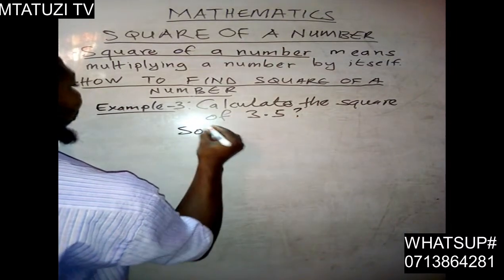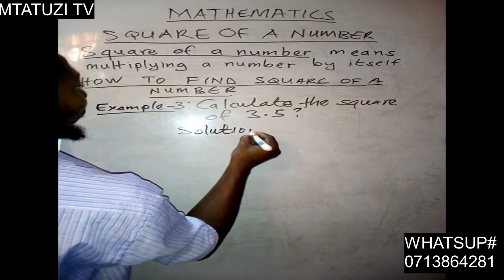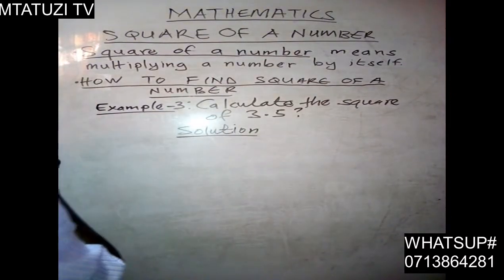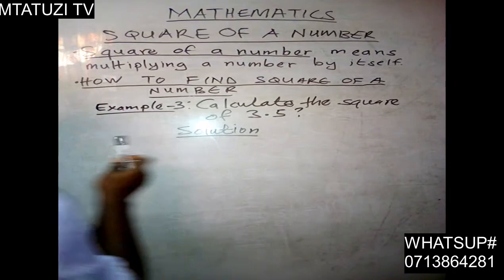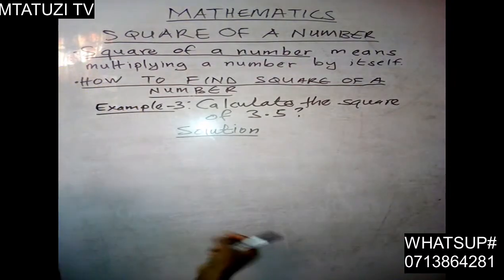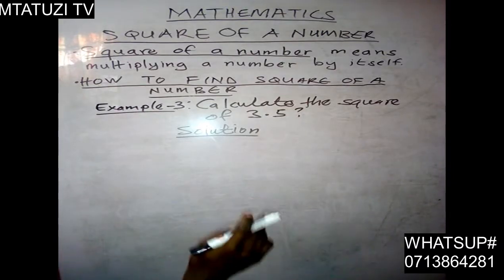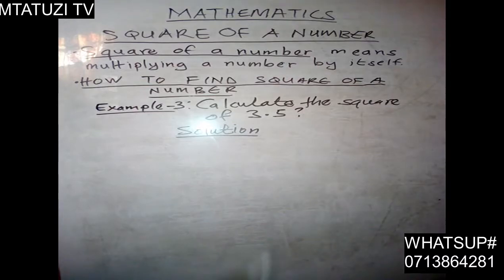Solution. Now you have been given a decimal number. For this type of subtopic, when you are asked to find the square of a number, you can be given any type of number. You can be given a whole number, or a fraction, or a decimal, any type of number, and asked to find its square. So for example number 3, we have been given a decimal number. Calculate the square of 3.5.